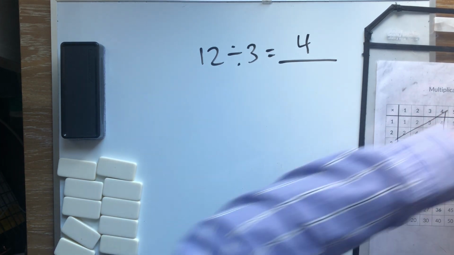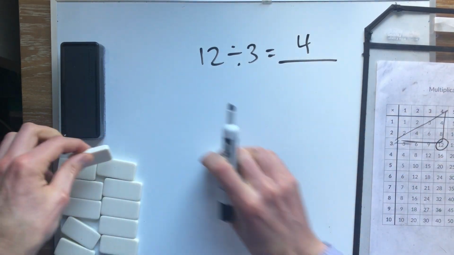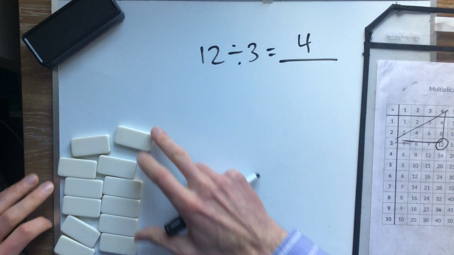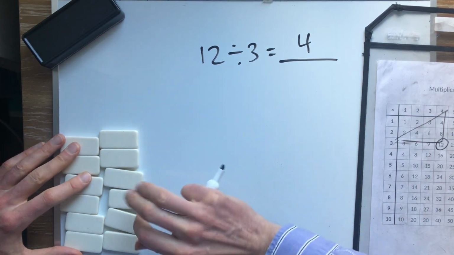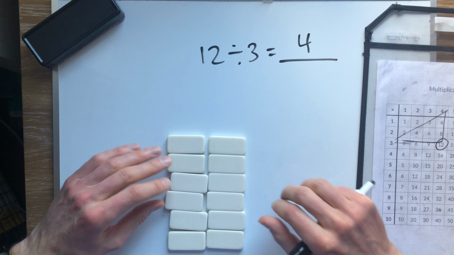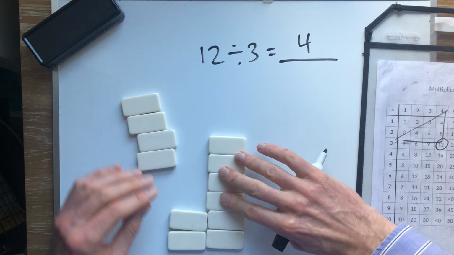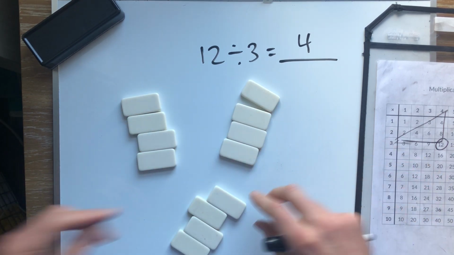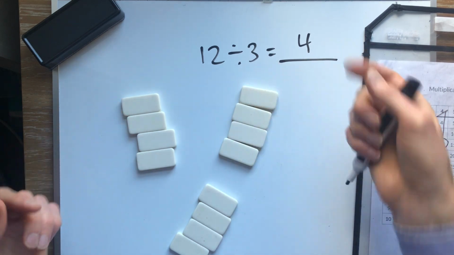Or if I had 12 dominoes, had to put them in 3 piles, it should be 4 in each pile. Let's see. There's a pile, there's a pile, there's a pile. Yep, pretty easy. 12 divided by 3 is 4.